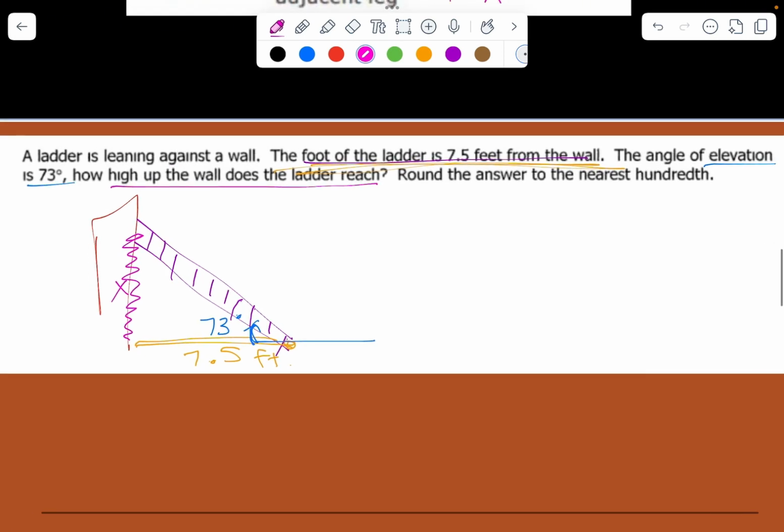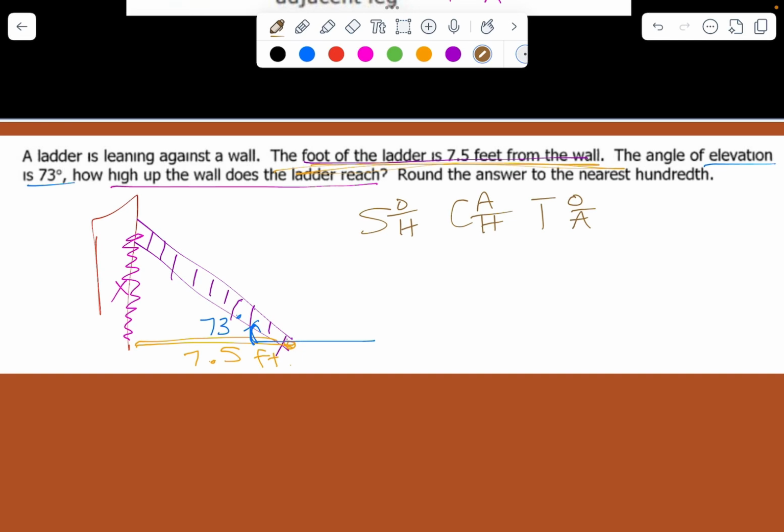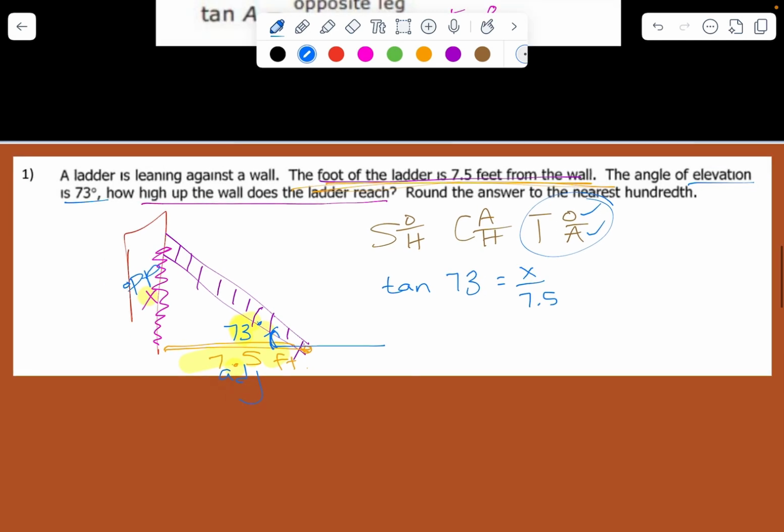So we go back to our trig functions. We have SOH CAH TOA, and we need to decide which one we're using. Our angle is located right here. All the way across would be the opposite, and right next to it would be the adjacent. When I have opposite and adjacent, that's going to be tangent. So we're going to say the tangent of 73 equals opposite x over adjacent 7.5. You will need to finish solving this so that you can find your answer for number 1.